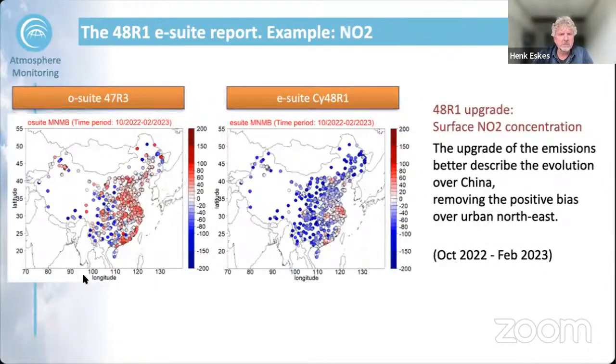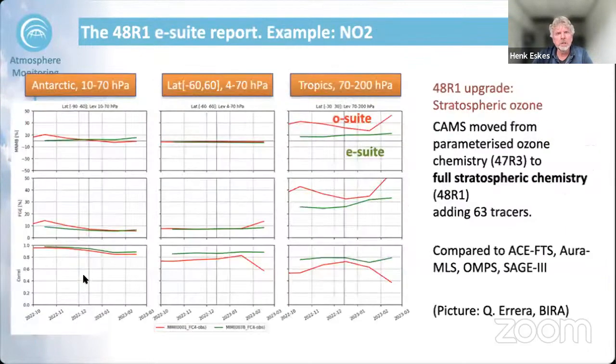Also, emissions have changed drastically. I have to wrap up my presentation, so I try to be quick. So we see that, for instance, this downward trend in emissions in China, which I mentioned before, is much better described in the new emission data sets, and that improves the score for, and especially the bias for NO2.